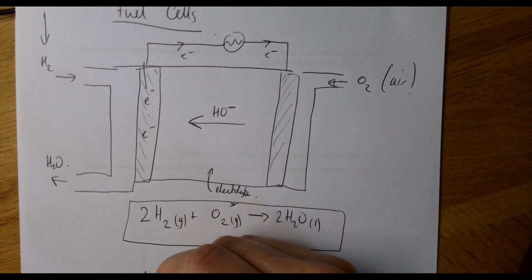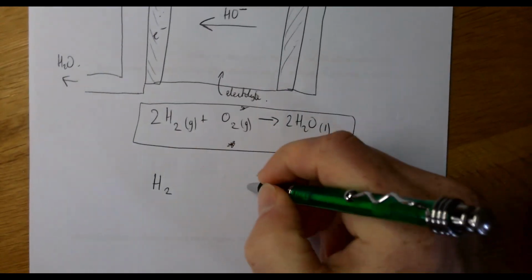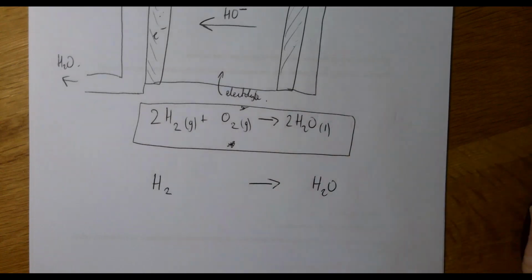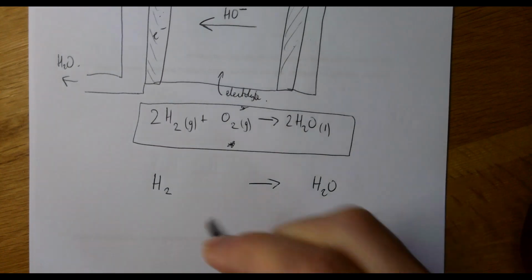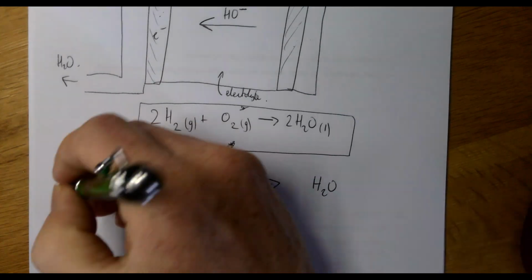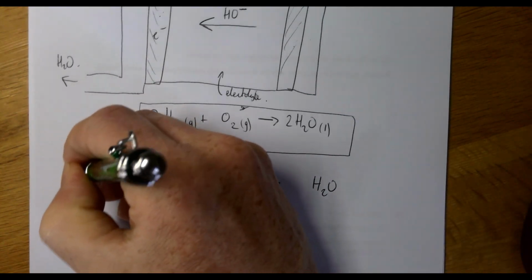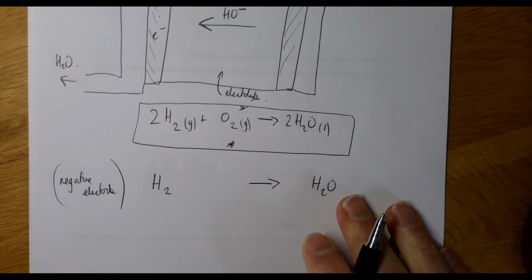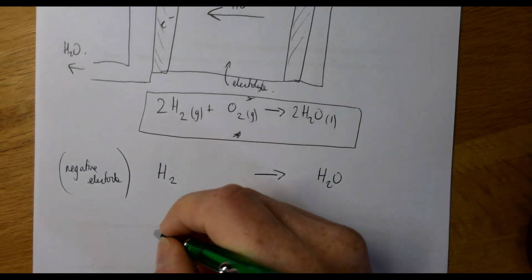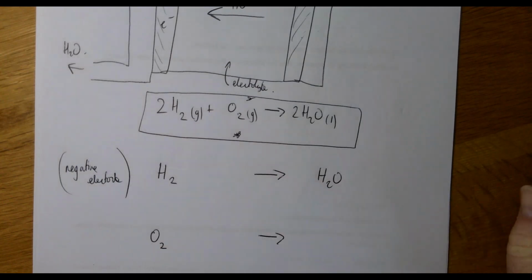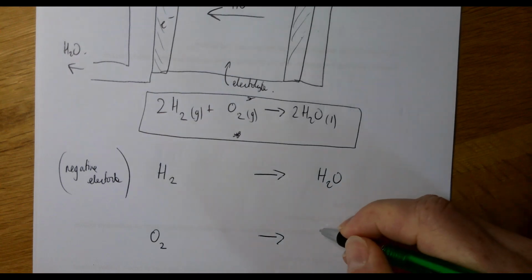Now I'm going to write out the full half equations for you sort of bit by bit. So the hydrogen is being converted into water, and we'll finish that off in a minute. That's not finished. This happens at the anode. The word anode isn't required, but you do need to know that that's the negative electrode. And at the other electrode, the positive electrode that we call the cathode here, oxygen is being converted into hydroxide ions.